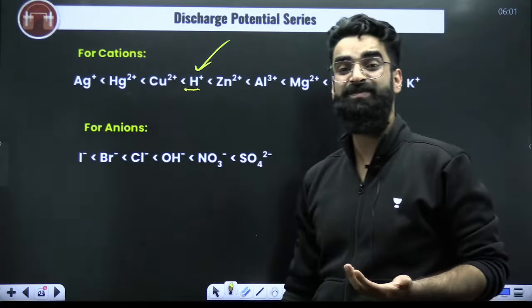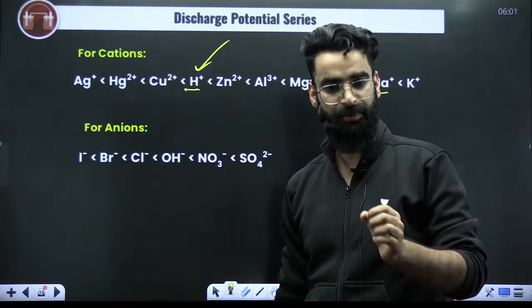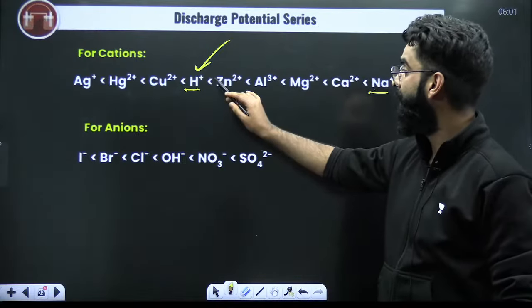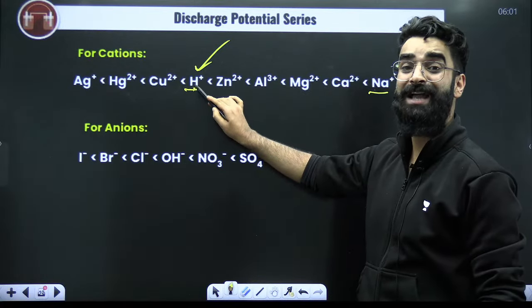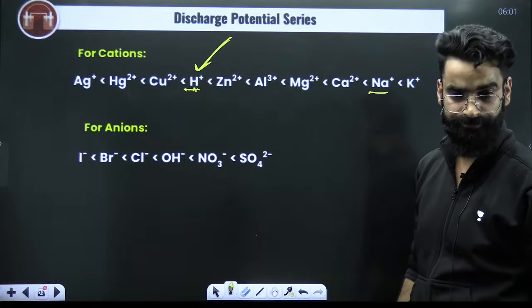Actually, how do we define discharge potential? The potential at which the ion is discharged at the electrode. Perfect. And this ion gets discharged at lower potential basically. That's why it will undergo reduction at cathode.